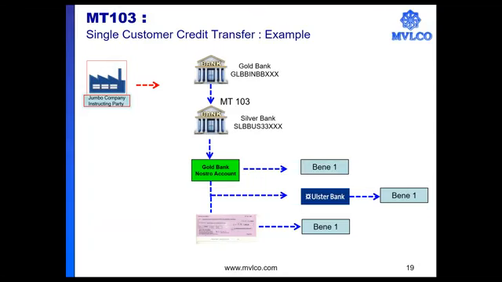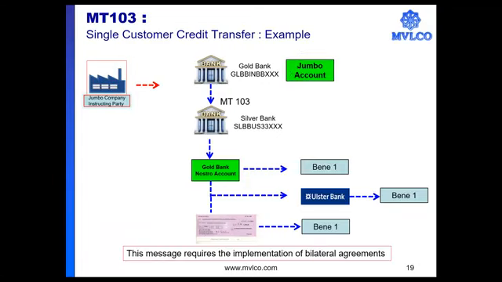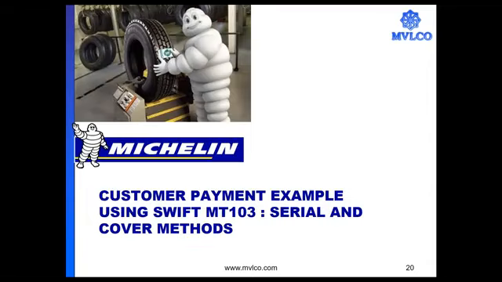I will use the words MT103 core, MT103 STP, and MT103 remit. These are the three types of messages which we get under MT103. So where do you have the Jumbo account here? The Jumbo account is only with Gold Bank. There is no Jumbo account at Silver Bank. This is the example of MT103.